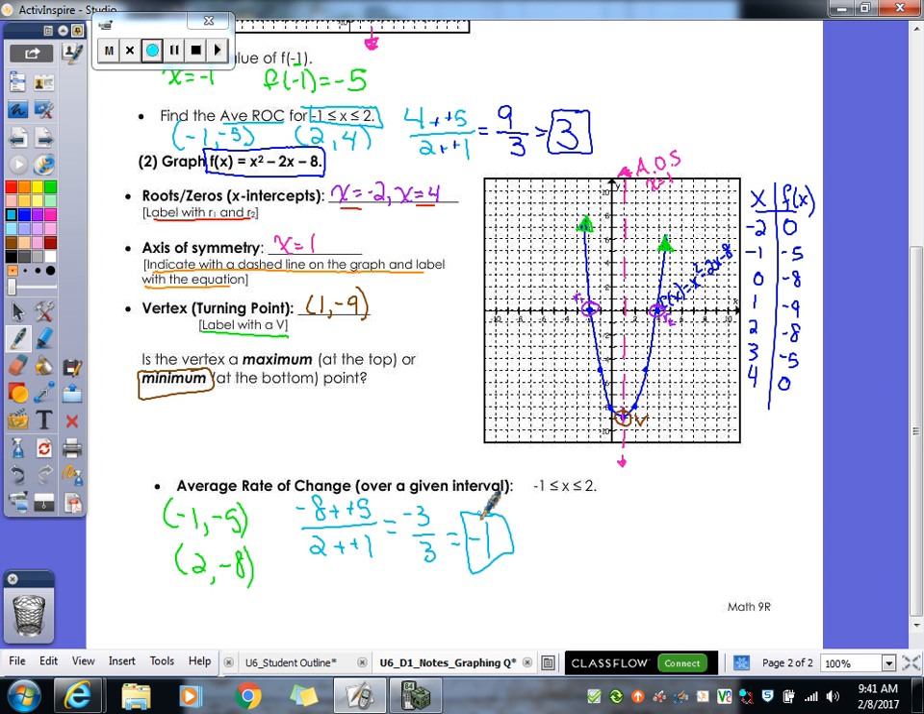So yeah, they gave you the same x values this time as we did in the last problem, -1 to +2, but your average rate of change is different because it's a different quadratic function, so it's always going to change.